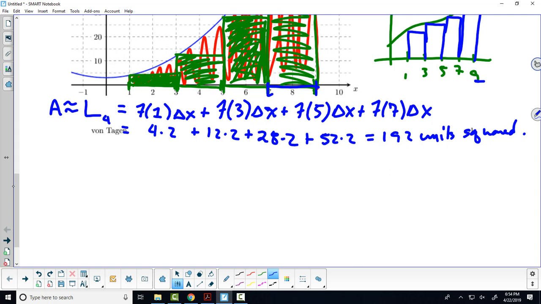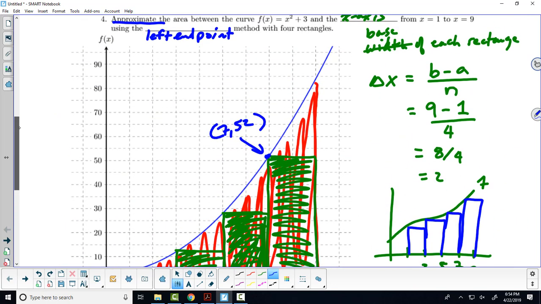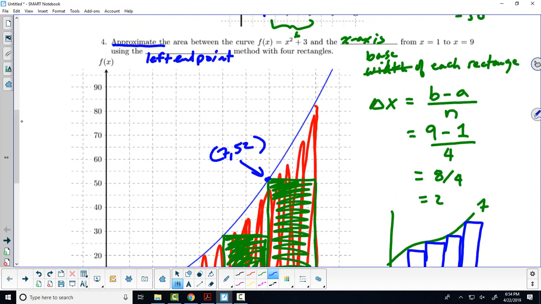Yes? Why did we choose delta x? Well, we didn't choose delta x to be 2 at face value, but we did say we needed to use 4 rectangles. But if we did it with fewer rectangles, wouldn't it be closer?